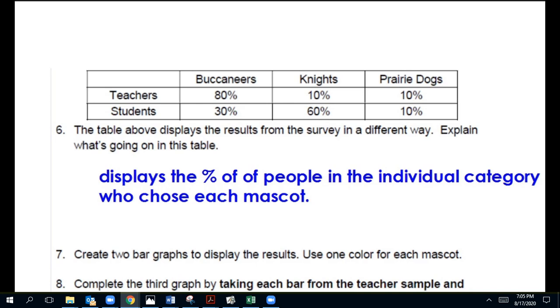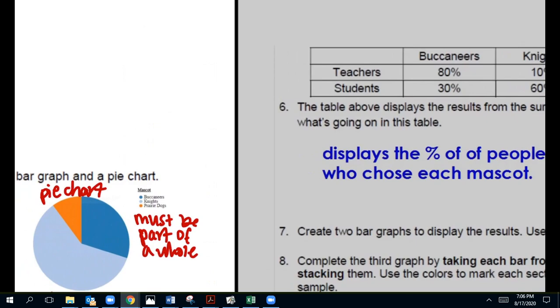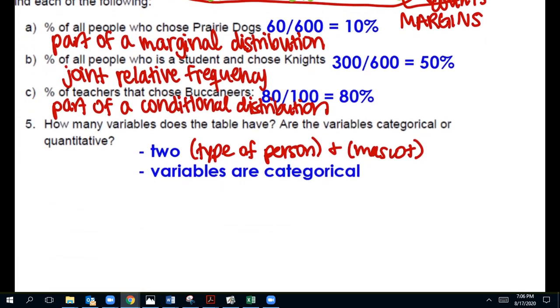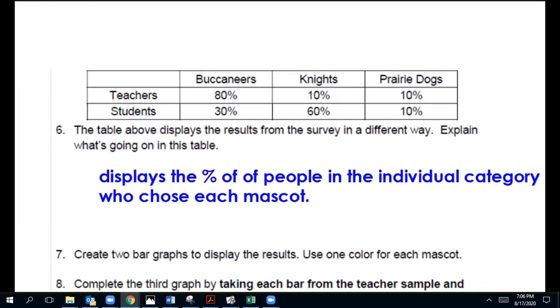The table above displays results in a different way. So all these are our percentages and what's going on in this table. It displays the percent of people in the individual category who chose each mascot. So it tells us, we already saw this 80% here. It was 80 over 100, and then also they did 10 over 100, 10 over 100. So I'm going to label those in here. Oops, then it's not 8 anymore. So that makes this bottom one, 30, 60, and 10.